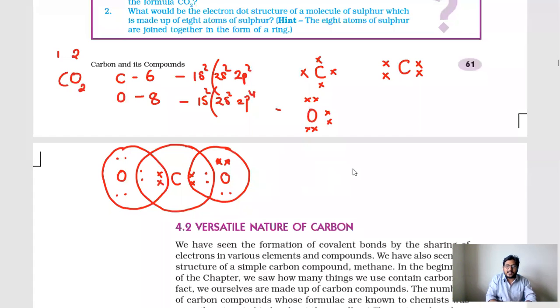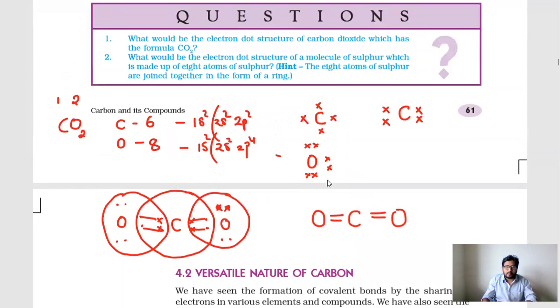If you want to represent it simply, C, this side oxygen, this side oxygen. How many pairs? 1, 2 this side, so double bond this side. How many pairs? 1, 2, so double bond this side. This is the very simple structure of CO2. Like that you can draw it.